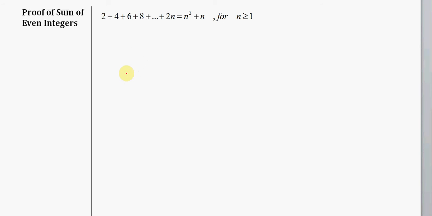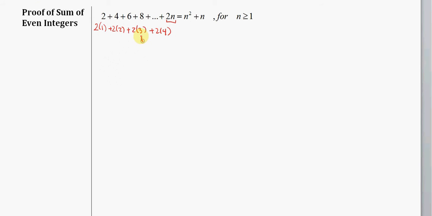We continue our study of the principle of mathematical induction, or PMI, using an example here with the sum of even integers. So what if we added 2 plus 4 plus 6 plus 8 all the way up to some value 2n? Notice that this is really 2 times 1 plus 2 times 2 plus 2 times 3 plus 2 times 4, right?